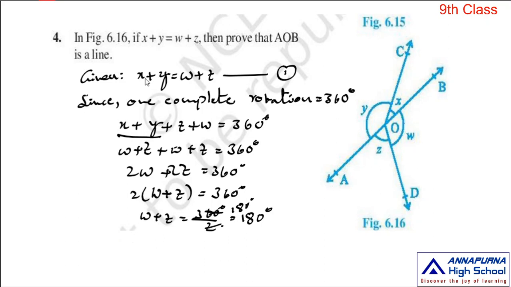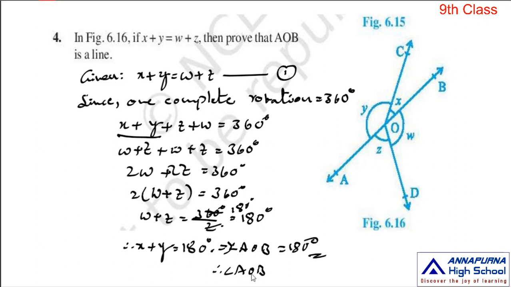Given condition x plus y is equal to w plus z. Therefore, x plus y is equal to 180 degrees. See the figure. x plus y is equal to 180 degrees, so angle AOB is equal to 180 degrees. Also, the reflex of angle AOB is 180 degrees. Therefore, AOB is a straight line. This is the fourth problem.